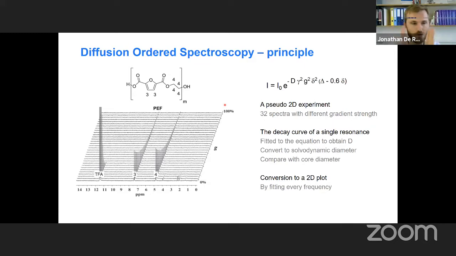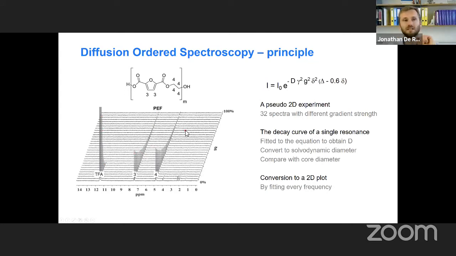So we fix the diffusion time, we fix the gradient length. The only thing that we change is the gradient strength. And that's the difference between all those curves here. And here I give an example of a solution in a solvent, which is TFA, so trifluoroacetic acid, of this polymer. So TFA is a small molecule, the polymer is a big molecule. And then you see that this decay is faster for the small molecule and slower for the big molecule.